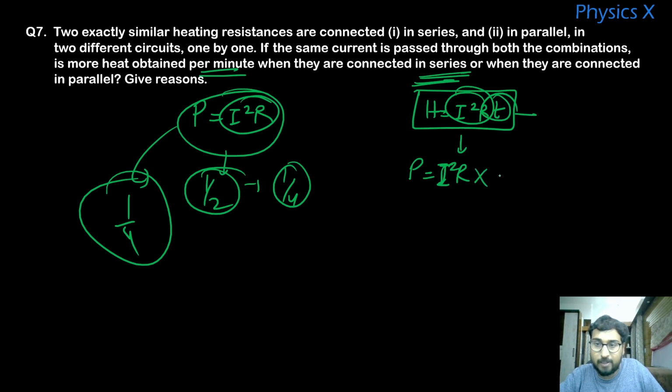So either you multiply this by per minute, the value in whichever case this value is going to be greater or less, that will determine in which case the heat will be more. That is, in whatever circuit the power consumed is more, the heat is going to be more in whatever time you say. Okay, that is the meaning.